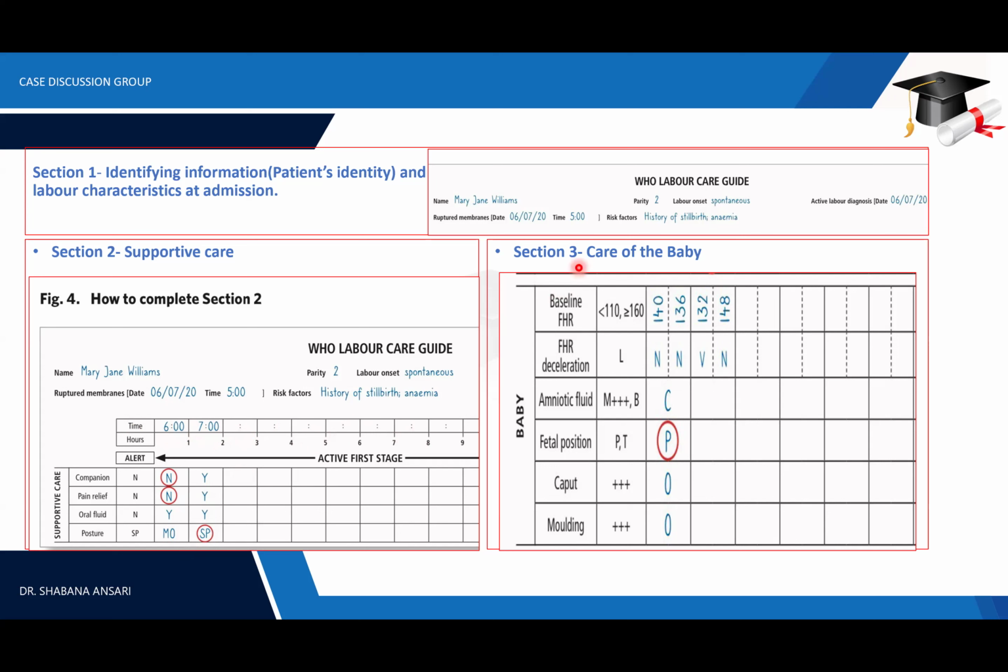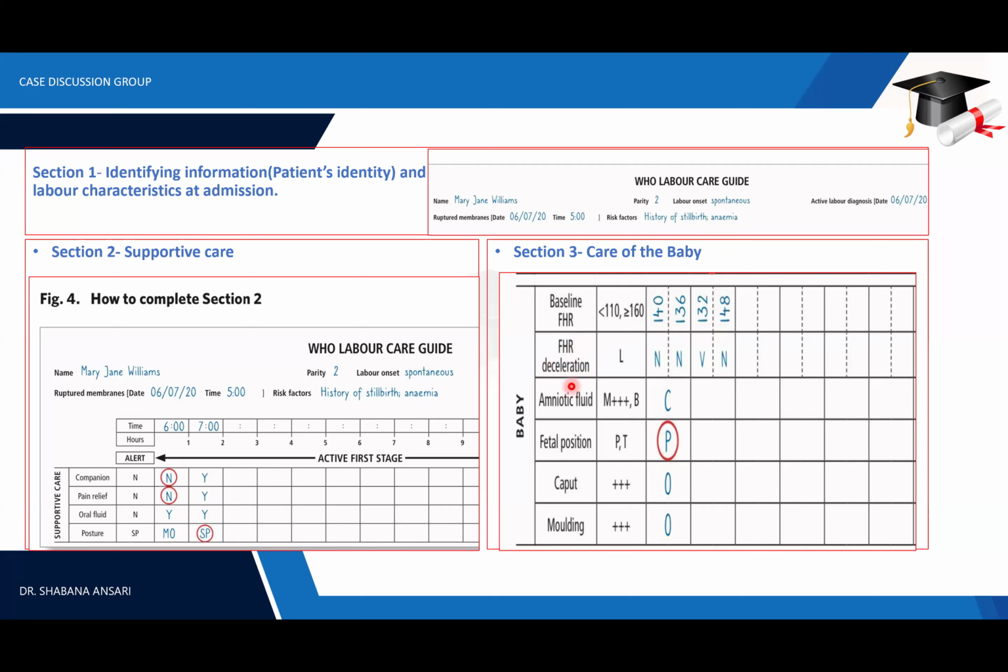All right, now coming to section 3, this is care of the baby. So this is the baseline fetal heart rate we have mentioned here. Normally it has to be between 110 to 160. Less than 110 is bradycardia, 160 or more is tachycardia, it is an alert. How do we fill it? Every 30 minutes in the first stage of labor and every 5 minutes in the second stage of labor.